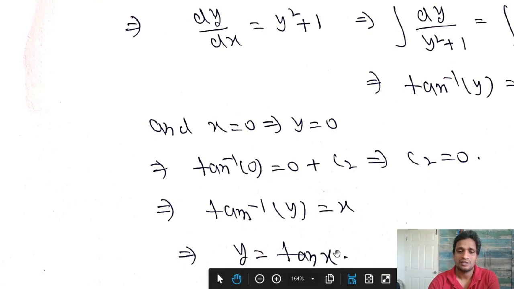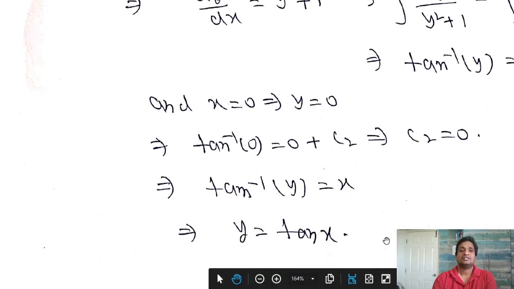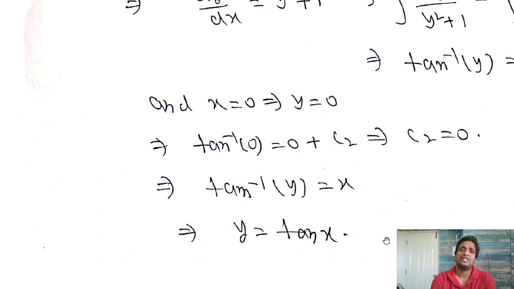So y is equal to tan of x. That's all for today. And in the differential equations, we have completed variation of parameters, Cauchy-Euler equation, and Legendre equation, and one more thing I forgot, reduction of order. And tomorrow, that is in the next class, we are going to discuss partial differentiation. Okay, thank you.